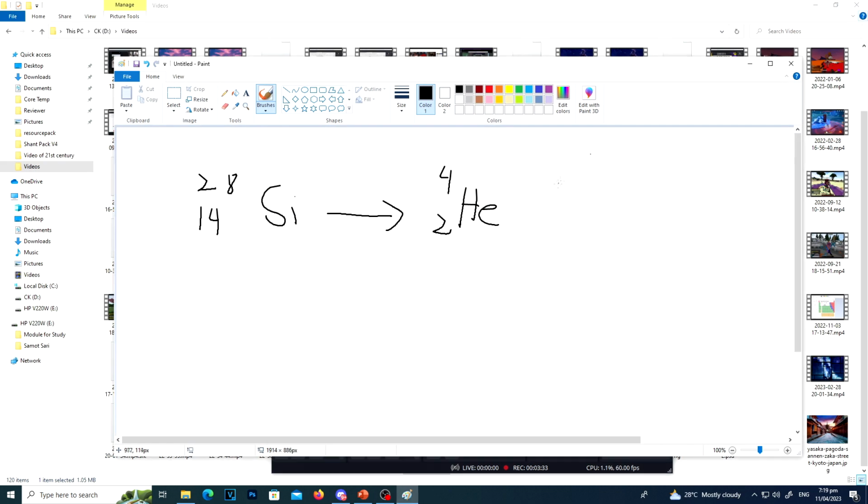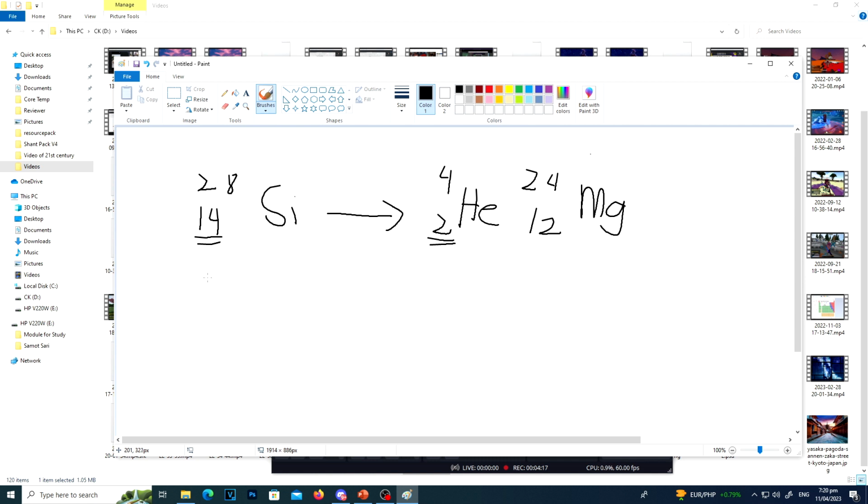Here is an example of a nuclear equation of stellar nucleosynthesis. What we are going to base on is the one below. In this formula, we subtract: 28 minus 4 is 24, and 14 minus 2 is 12. So what is the element with 12? The atomic number is 12. If we search the periodic table, it is magnesium. This is the correct way. You just base it from here to here and subtract them.